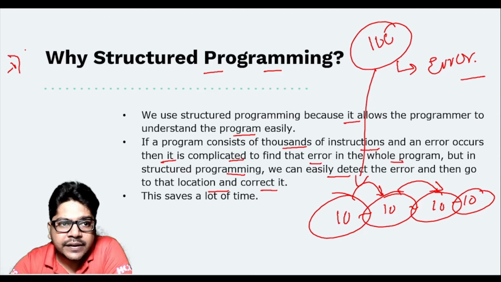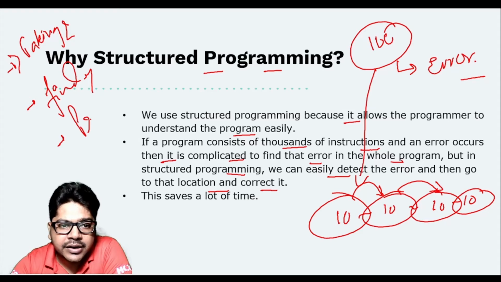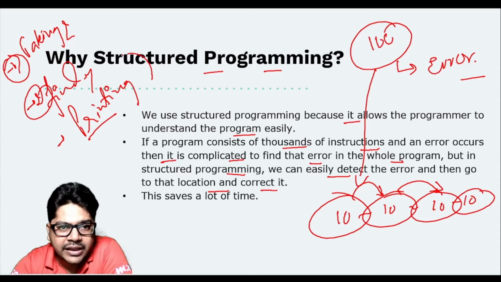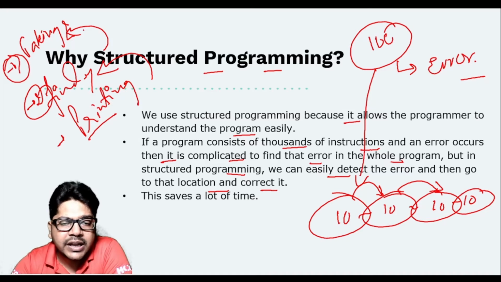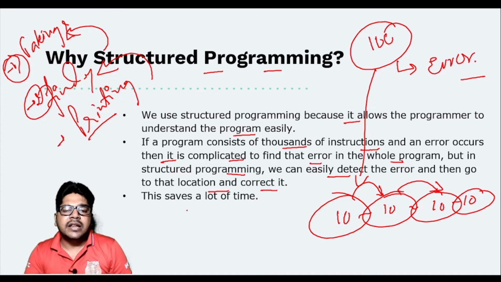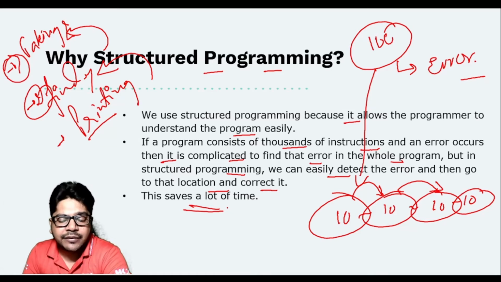If your step 1 is taking two input numbers, and your step 2 is finding the sum, and then the third step is printing. If you are making an error, chances are pretty high that you are making an error in step number 1 or step number 2, because in printing there are very few chances. So either you go over there or you go over there and check whether there is an error or not, and this saves a lot of time.